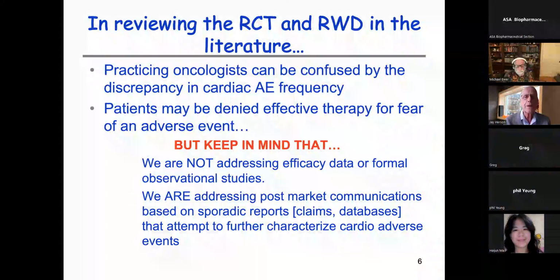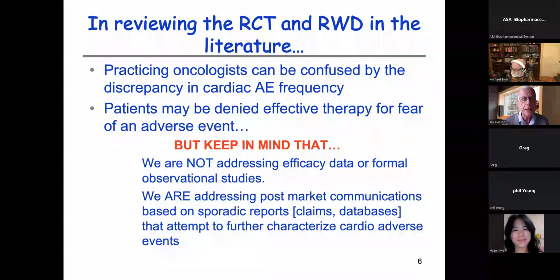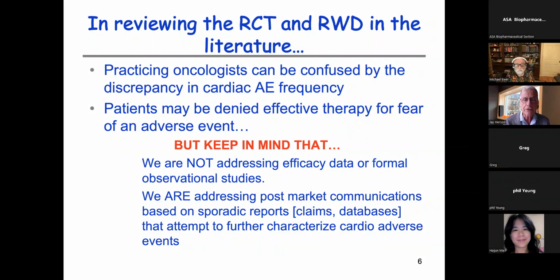So in reviewing the RCT and the real world data in the literature, practicing oncologists can be confused by the discrepancy in cardiac AE frequency, and we're going to try to help you understand those differences today. Patients may be denied effective therapy for fear of an adverse event, but we are not addressing efficacy data or formal observational studies in this talk.